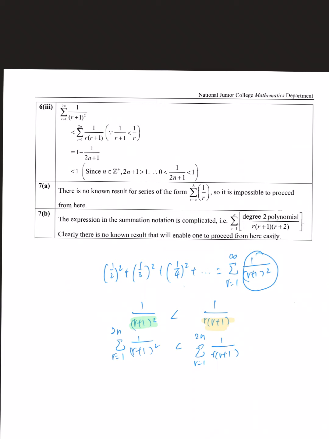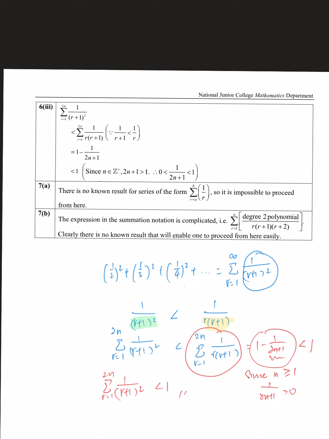Have we found the series on the right hand side already? This sum is equal to 1 minus 1 over 2n plus 1. Since n is always greater than or equal to 1, 1 over 2n plus 1 is a positive number. So the term on the right hand side, 1 minus 1 over 2n plus 1, is always smaller than 1. Hence, we know that the sum of 1 over r plus 1 squared from r equals 1 to 2n is smaller than 1. This is shown.